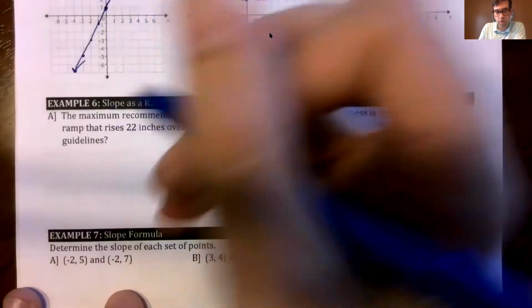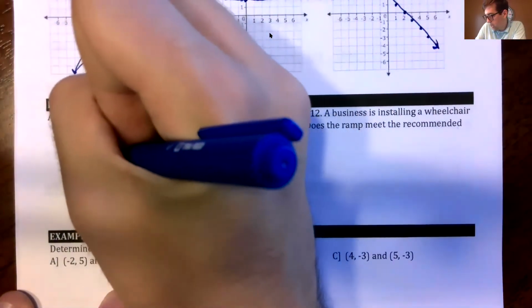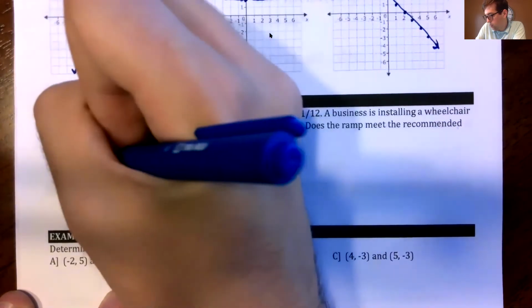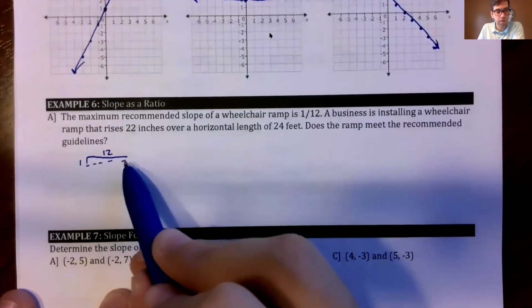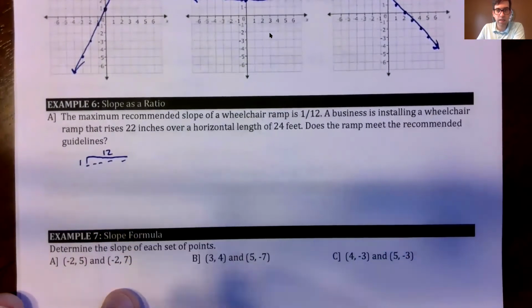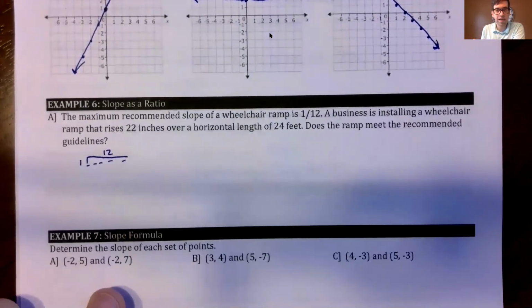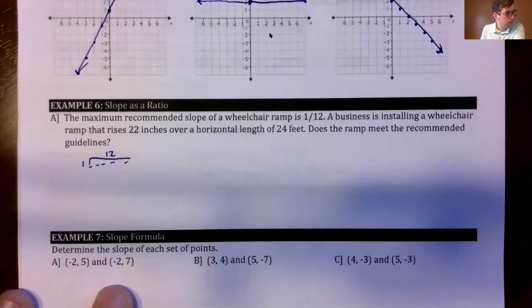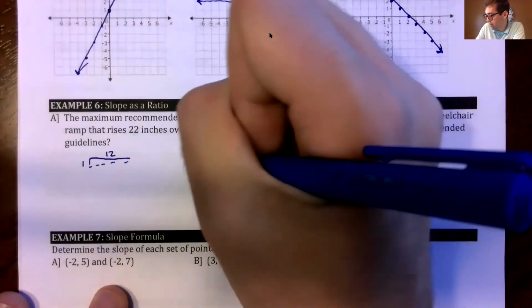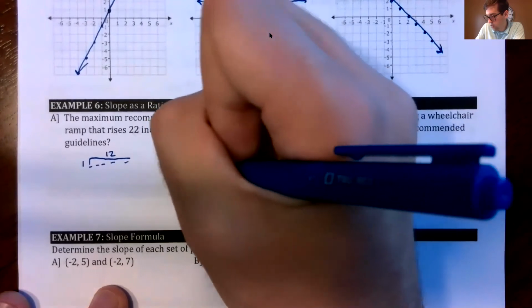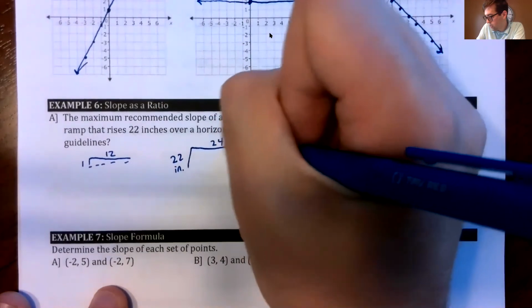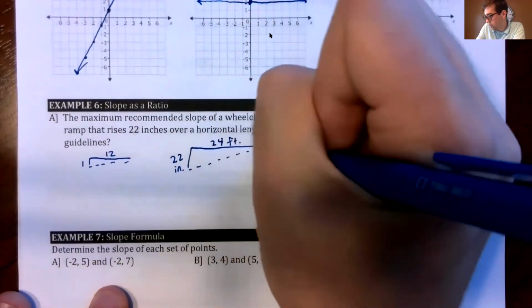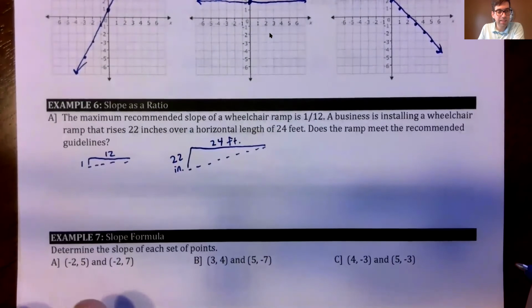So first of all, the guidelines are saying that we could go up 1 over 12. So something like that, this dotted line would represent the ramp. I'm assuming this is because if a ramp was steeper, the wheelchair would have a harder time going up it or down it while staying in control. And so the situation we have here is going up 22 inches and over 24 feet. So something like this. We want to know if the ramp meets the guidelines.